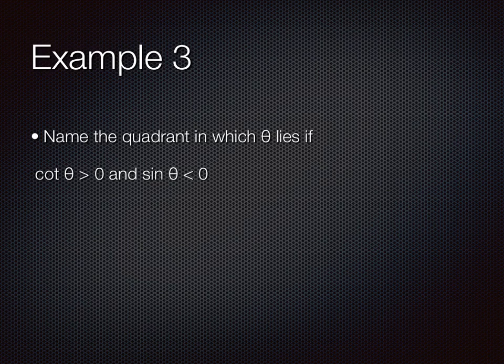So here's some application. It says name the quadrant in which theta lies if the cotangent of theta is greater than 0 and the sine of theta is less than 0. If you think about All Students Take Calculus, that's what's positive. For my cotangent to be greater than 0, it means my cotangent is positive, right? Which means my tangent is also positive. So tangent is positive in the first quadrant and in the third quadrant, which means I'd rule out quadrant 2 and quadrant 4.